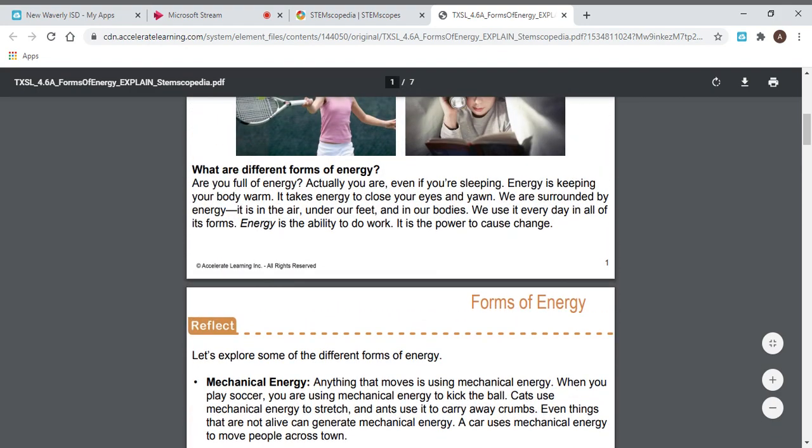Okay, so what are different forms of energy? Are you full of energy? Actually, you are. Even if you're sleeping, energy is keeping your body warm. It takes energy to close your eyes and yawn. We are surrounded by energy. It is in the air, under our feet, and in our own bodies. We use it every day in all of its forms. Energy is the ability to do work. It is the power to cause change. So let's explore some of the different forms of energy.